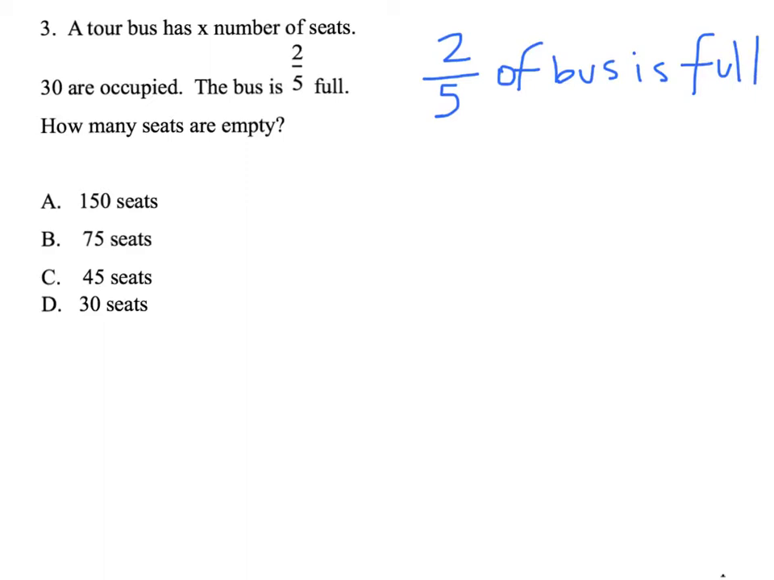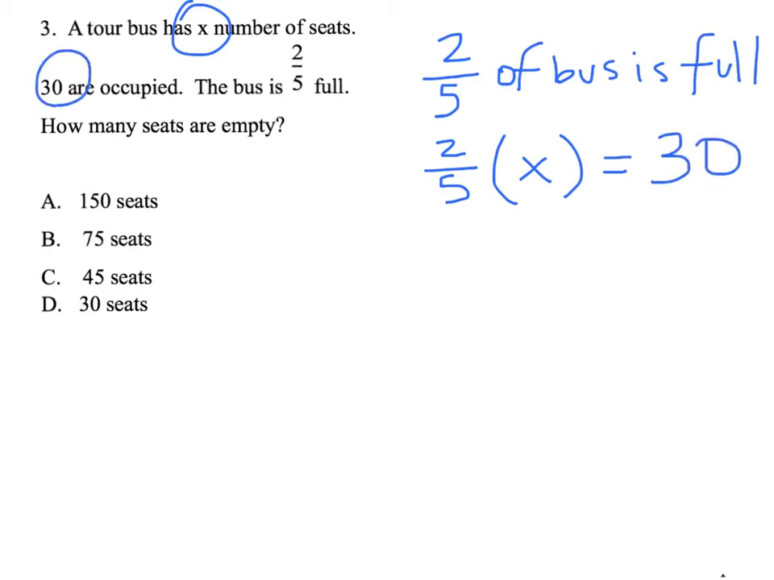So if I just take that and use that as a verbal model, 2/5 remains 2/5. Of means multiply. The bus is what we have in the problem as X. Is means equals. Full tells me how many seats were occupied, 30. And when we translate each of those words into its mathematical symbol, we have a one-step equation in front of us. 2/5 X is equal to 30.